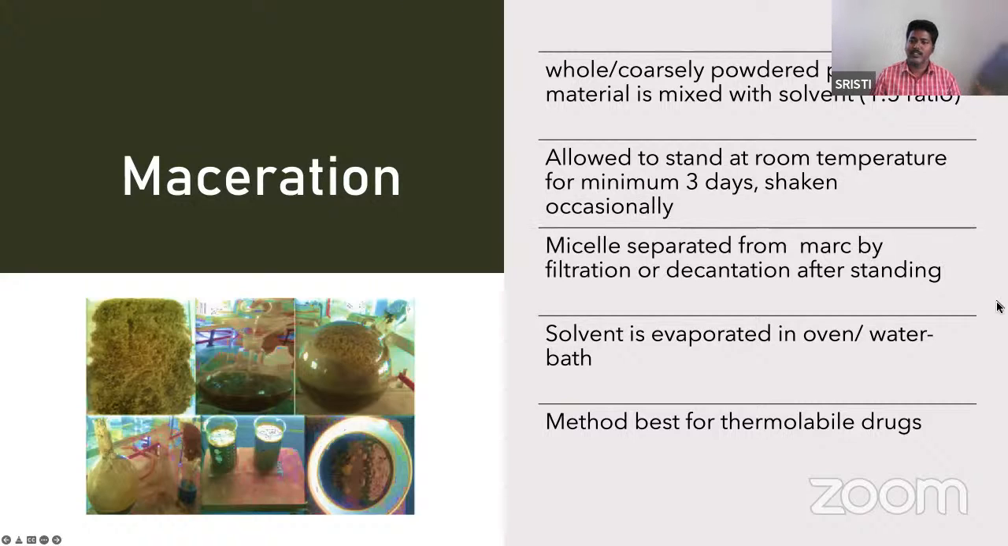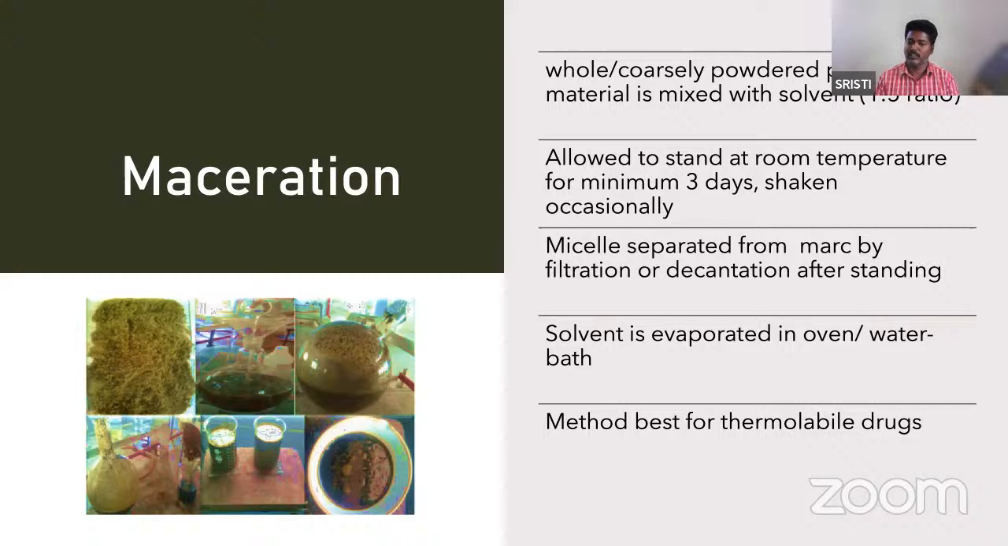So maceration is generally like a coarse powder. You prepare the dry materials, dry the plant material and prepare a coarse powder, and mix with the solvent in the ratio of 1:5. Okay, and then you put it in a container or a glass beaker, and then you allow it to stand for 3 days with occasional shaking.